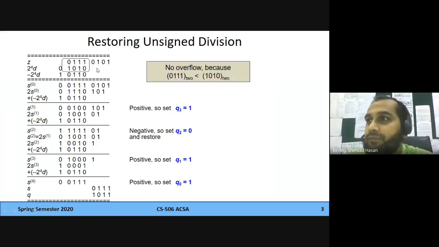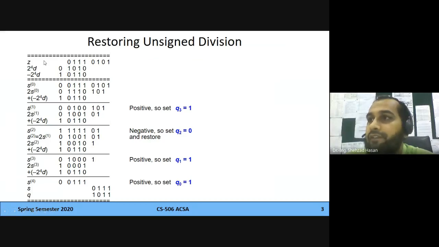This is our dividend here, 0 1 1 1 0 1 0 1. So it's 8 bits, and we have 4 bits, 1 0 1 0, as the divisor, right?